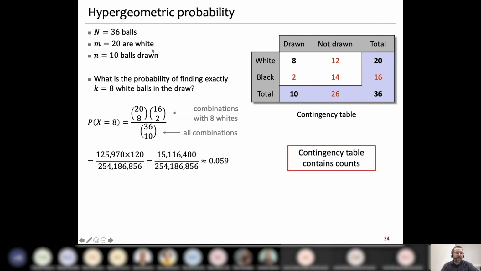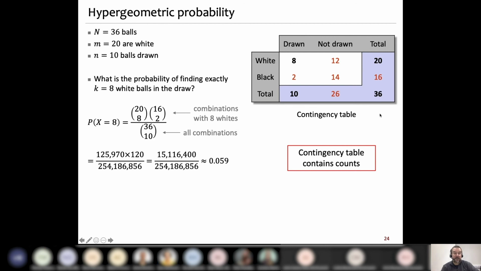Our data are here on the left. The contingency table here, the white part, this is the core of the contingency table. It contains all the counts. Blue shaded areas show the sums. This is the total number of white balls, total number of black balls, total drawn, total not drawn, and this is the grand total of all balls.